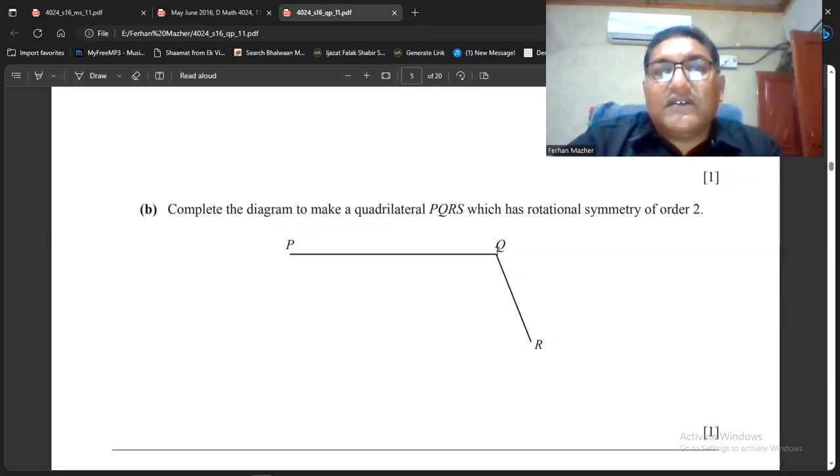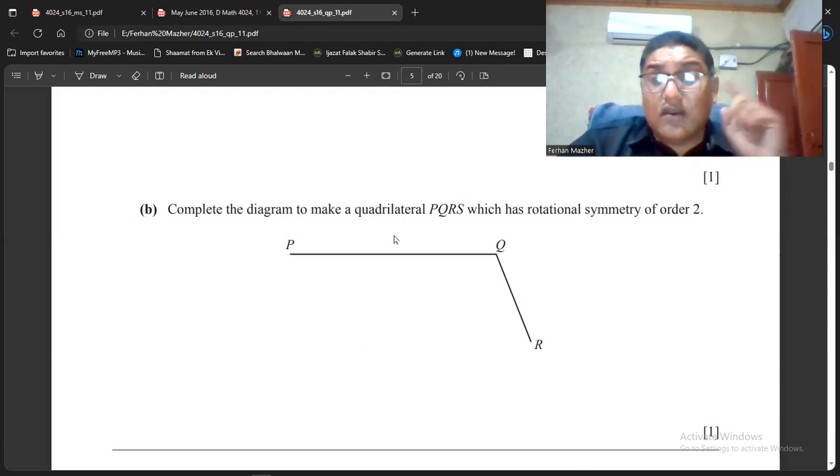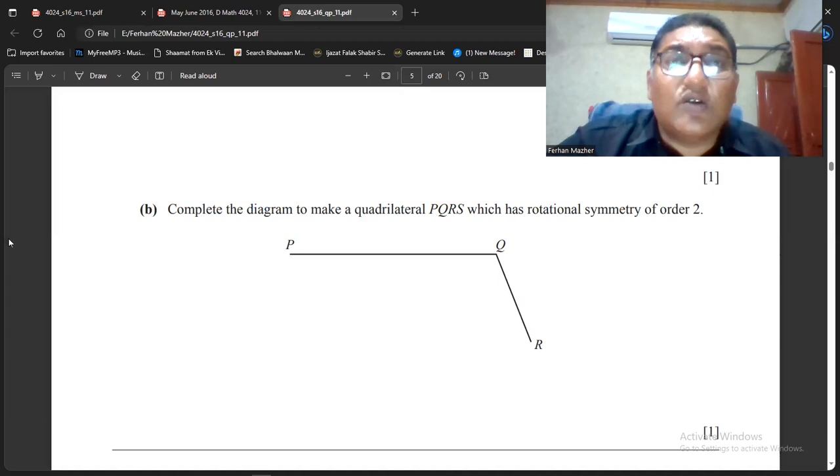I will open my compass equal to QR. Put your compass on P and mark an arc here. Then open your compass equal to QP, and taking R as the center, put the needle of the compass on R and draw an arc here. Where these two arcs intersect each other, that will be your point S. Then join this point with P and R, and automatically the parallelogram PQRS will be formed.